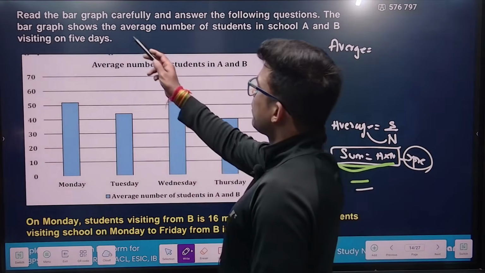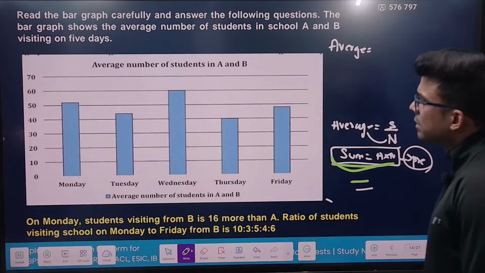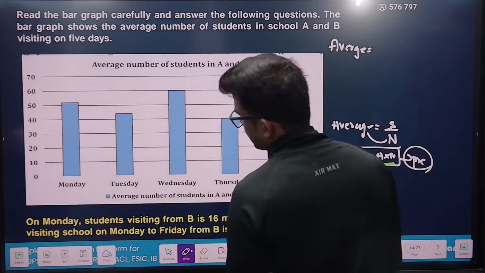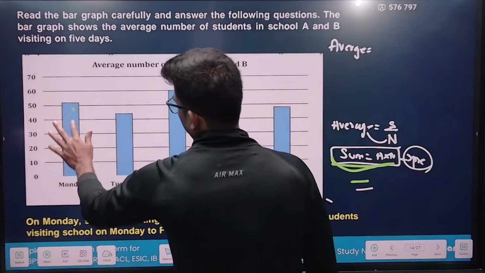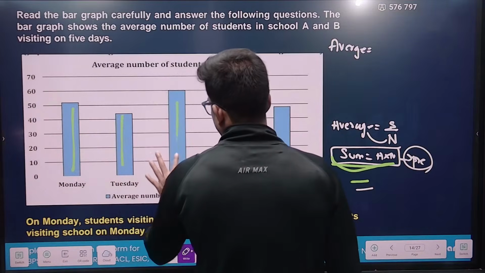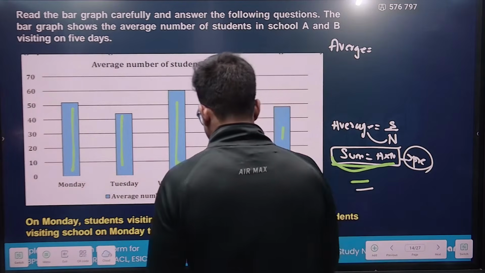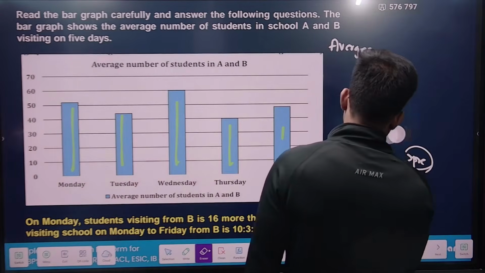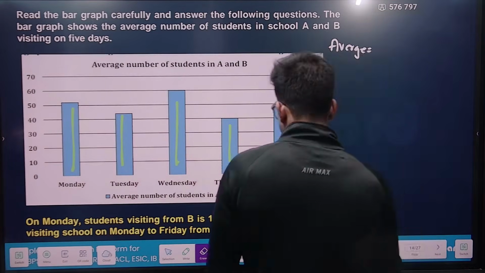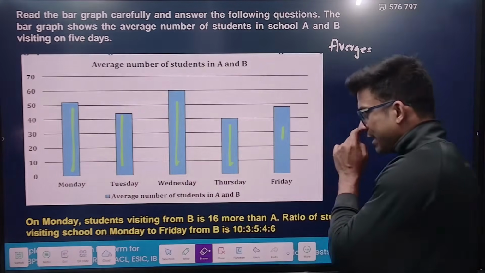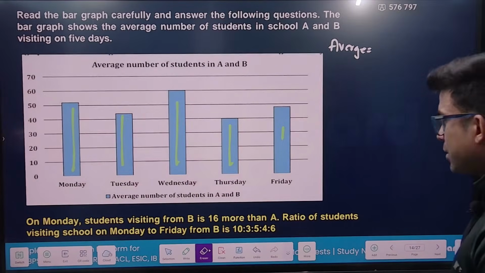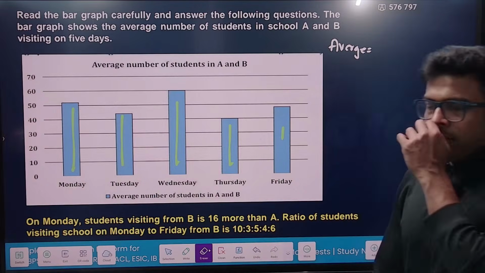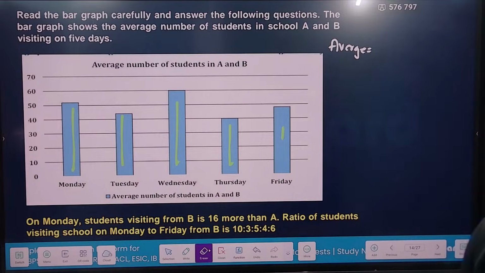Now, read the bar graph carefully and answer the questions. The bar graph shows the average number of students of schools A and B visiting on 5 days: Monday, Tuesday, Wednesday, Thursday and Friday, on the scale of 0 to 70. On Monday, students visiting from B is 16 more than A. Ratio of students visiting school on Monday to Friday of B is given. We haven't been given anything of A.